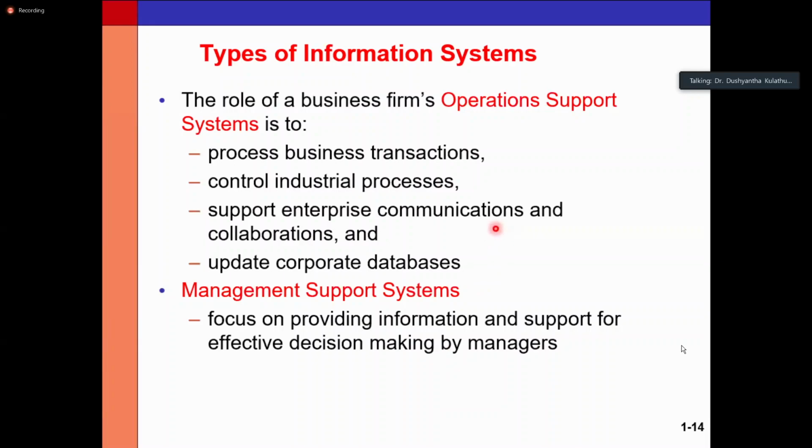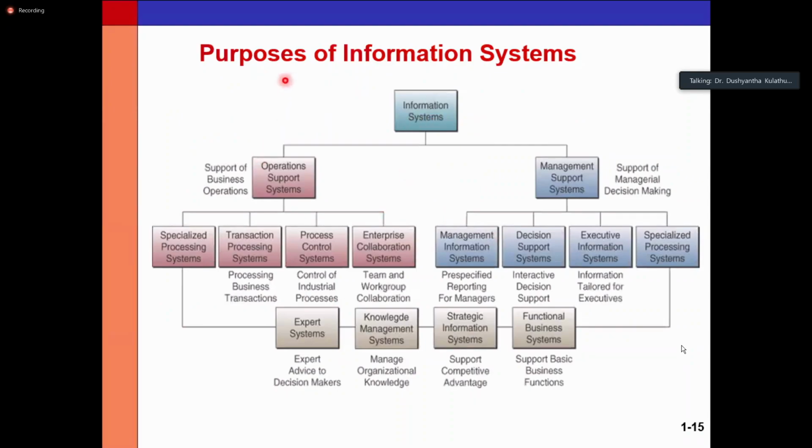But before that, I will just go to this particular figure. We can see information systems are here. Then operations support systems is one major category which we can identify, and management support systems is the other major category that we can identify. So therefore, information systems are divided into two major categories as operation support systems and management support systems.